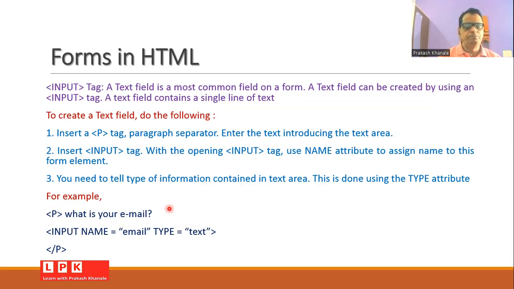So for example, if we type in HTML, P, what is your email? Then you can ask the user by using the tag input, name is equal to email, type is equal to text, and then the end of the paragraph. So the user will know that he has to enter an email, and this email is expected to consist of text.